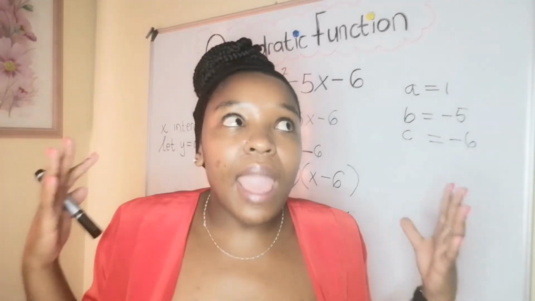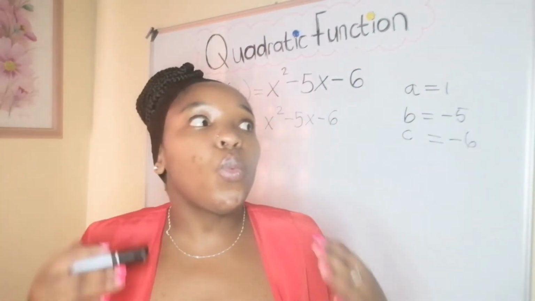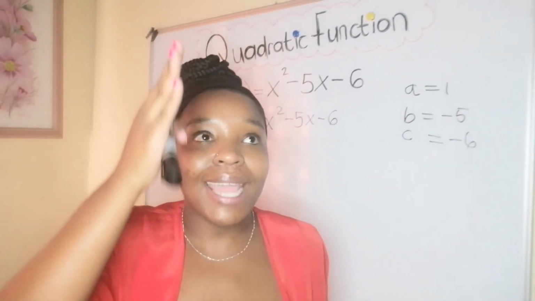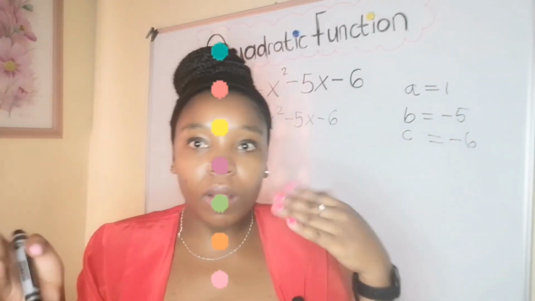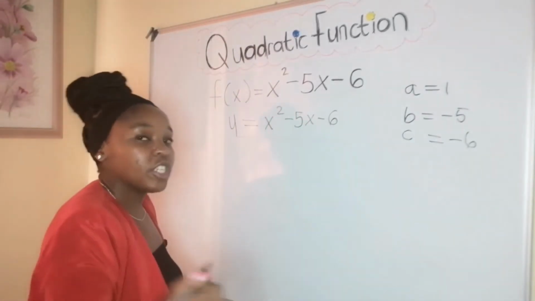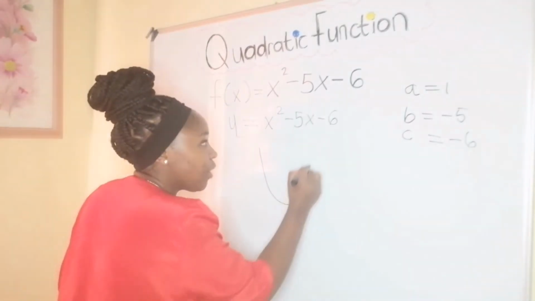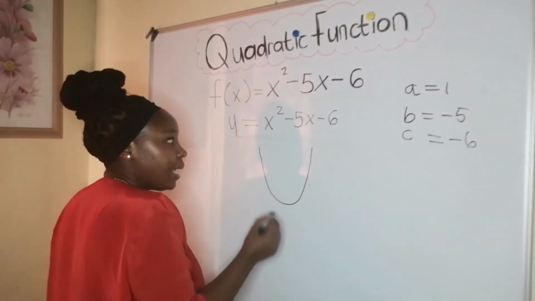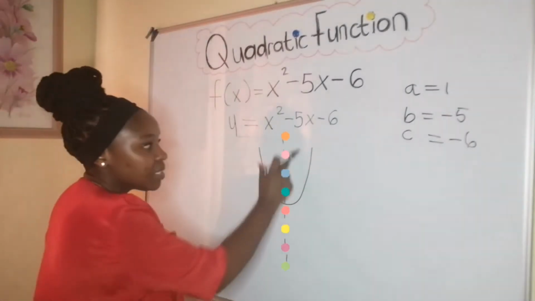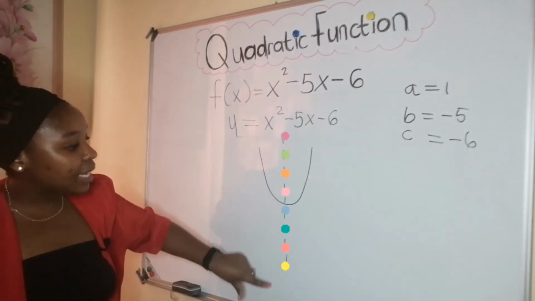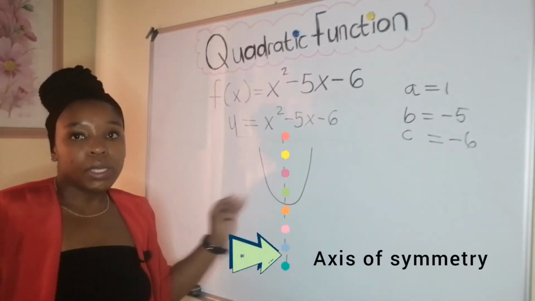So what is the axis of symmetry? It is basically an imaginary line that cuts our quadratic function into two equal halves. For example, if this is my quadratic function, that is my axis of symmetry, and the axis of symmetry is that imaginary line that cuts this quadratic function into two equal halves.